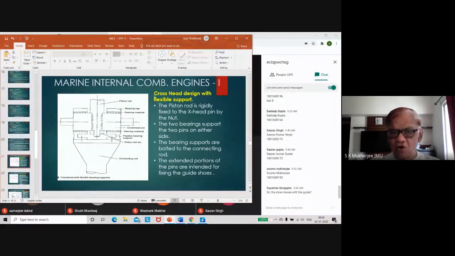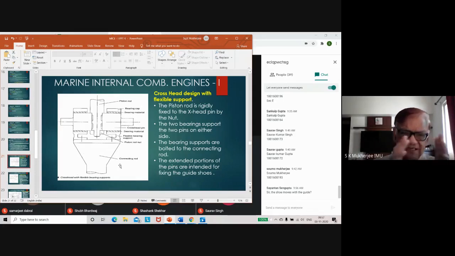Let's read now what he says. Crosshead design with flexible support. The piston rod is rigidly fixed to the crosshead pin by the nut. That you have understood. The two bearings support the two pins on either side. The bearing supports are bolted to the connecting rod. These are the supports. That means the lower part of the bearing has to be based on something, so it is based on the tabletop of the connecting rod and it is bolted. These center lines that you see are actually space for the bolts to be fitted. Ultimately, the extended portions of the pins are intended for the guide shoes.